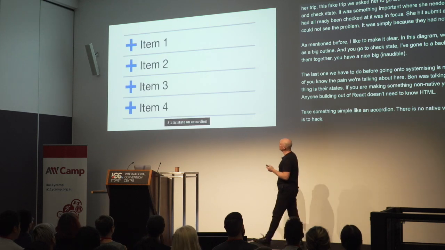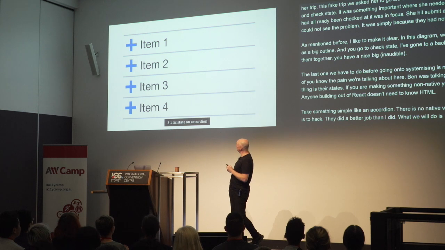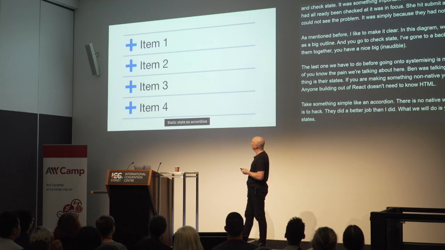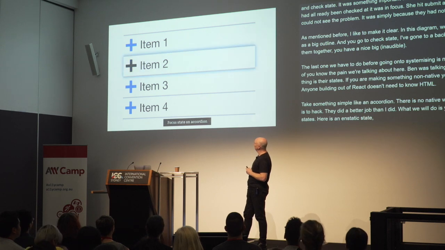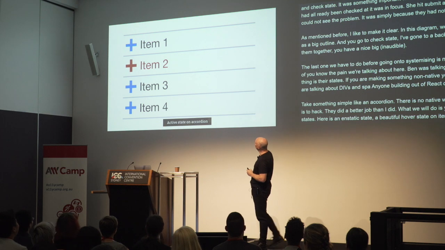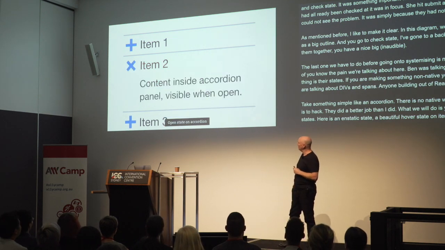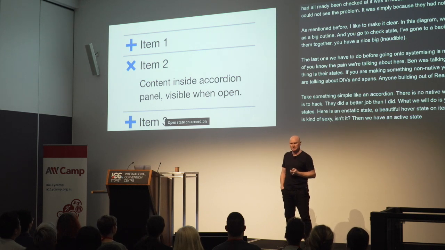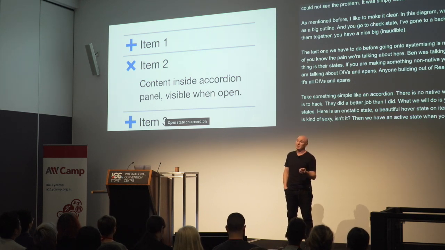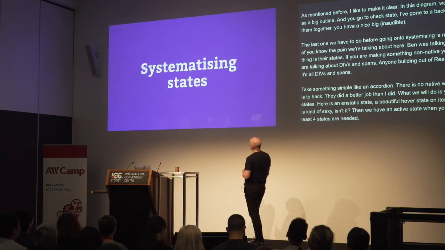Okay, so what we're going to do is you should include all the different states. So here it is in static state, a diagram of an accordion. And there we have a beautiful hover state on item number 2. And then we go, oh my, look at that focus state. It's kind of sexy, isn't it? And then we have an active state just when you're clicking on it, and then boom, it opens. So at least 4 states are needed. Sometimes people don't put any of them on, maybe just an open and shut. Bastards. Okay, now we're going to talk about systemizing.